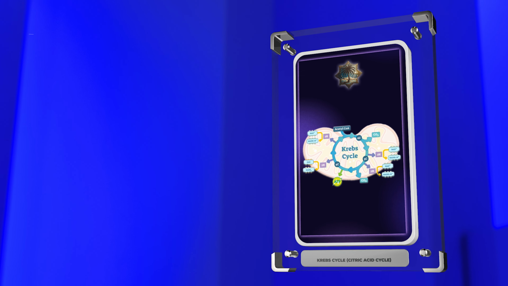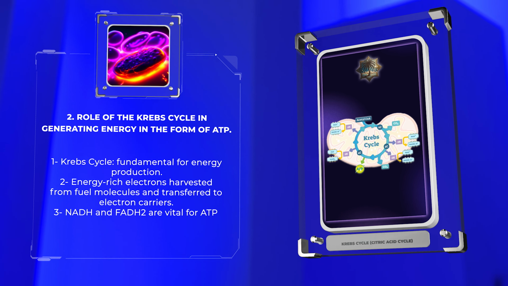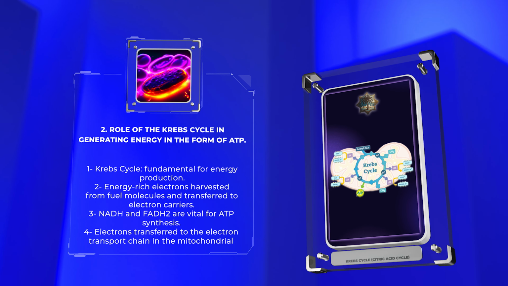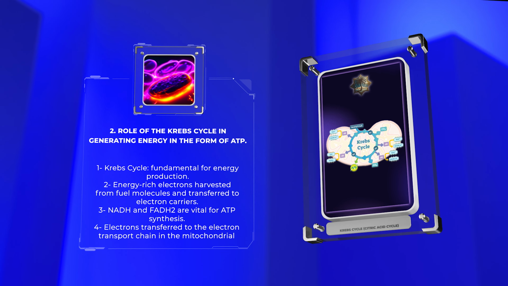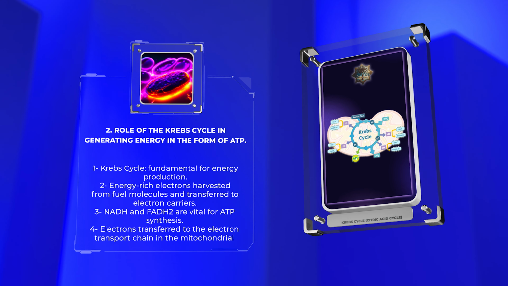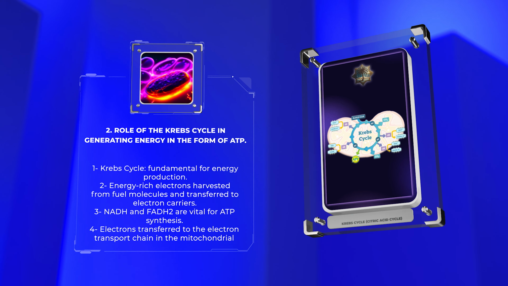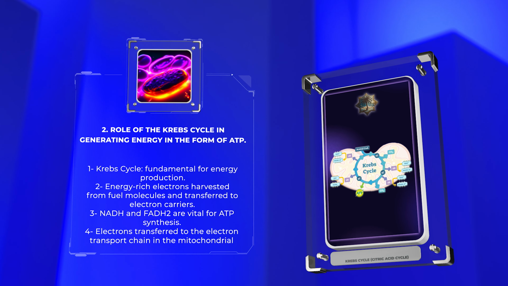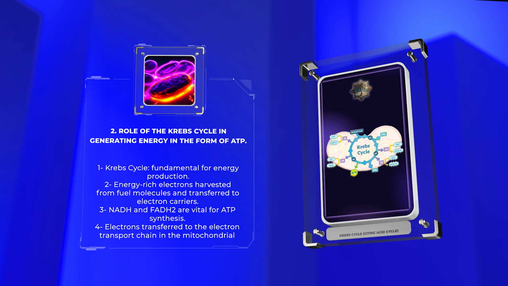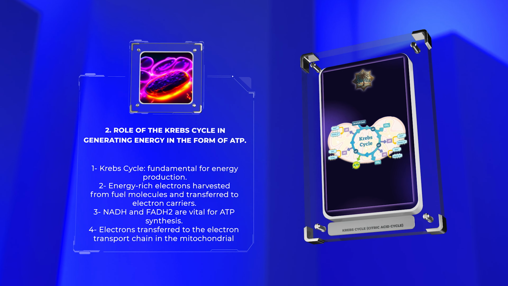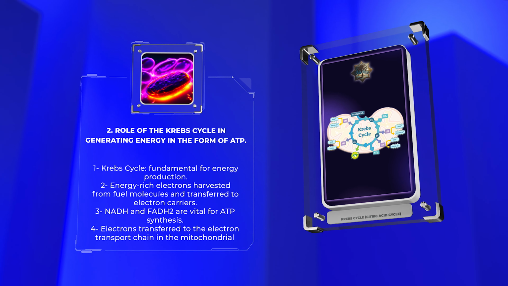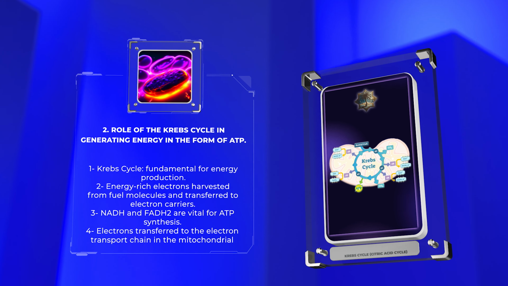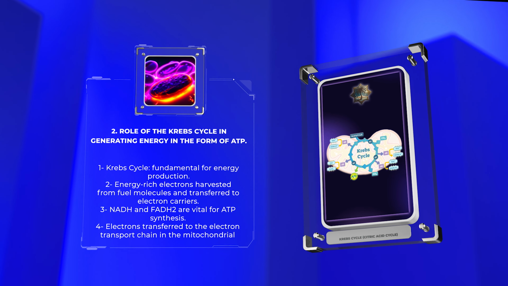Energy production is a fundamental function of the Krebs cycle. During the cycle, energy-rich electrons are harvested from the fuel molecules and transferred to electron carriers, NAD+, nicotinamide adenine dinucleotide, and FAD, flavin adenine dinucleotide, forming NADH and FADH2, respectively. These reducing equivalents are vital for ATP synthesis. The electrons from NADH and FADH2 are subsequently transferred to the electron transport chain, a series of protein complexes embedded in the mitochondrial inner membrane. This electron transfer drives the synthesis of ATP through oxidative phosphorylation. Thus, the Krebs cycle serves as a crucial link between energy-yielding reactions and ATP synthesis.